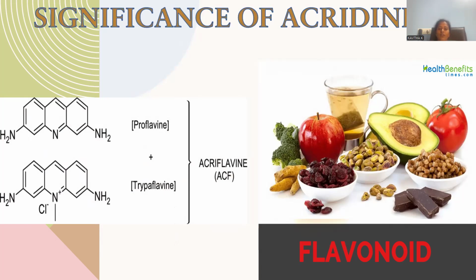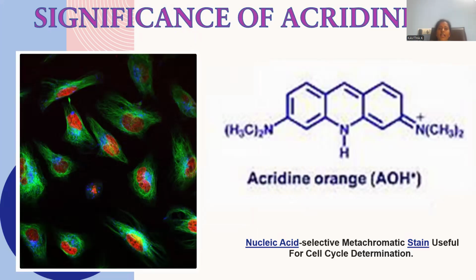Acriflavines are part of what? A flavonoid family. Flavonoids are very essential plant-based extracts, we can say, and they are also extracted from animal sources as well. So many natural ingredients are rich in flavonoids. They are very essential in the healthy growth of living organisms, so acridine is part of that kind of flavonoid family, right?